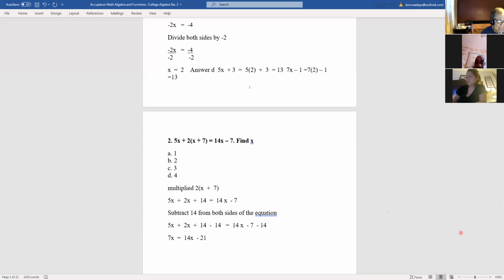And what do you do next? The 7x minus 14x, it's going to give you a minus 7x. Okay, so you want to do what? Subtract. Okay, so you want to subtract 14x from both sides of the equation. Okay, let's do that and see what we have left.